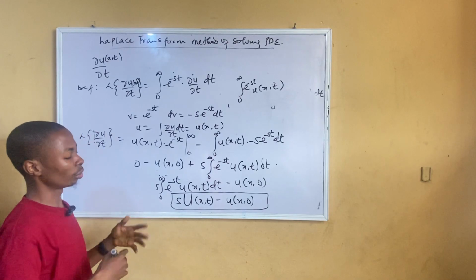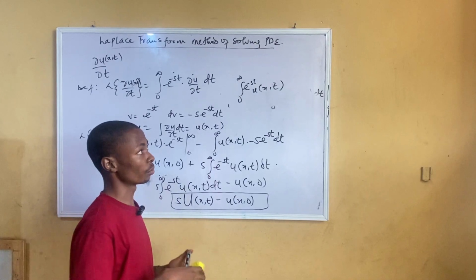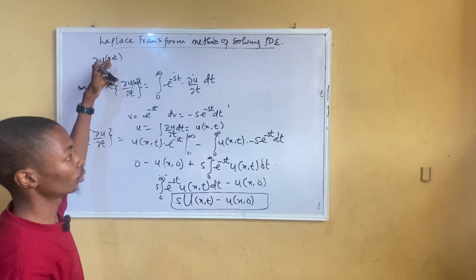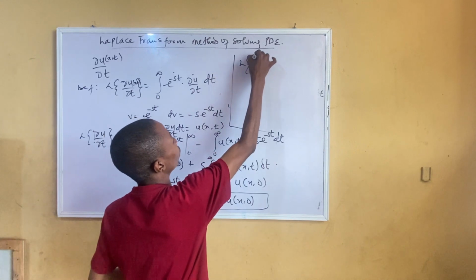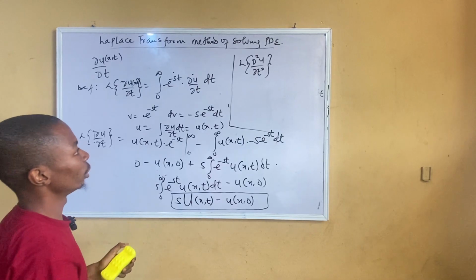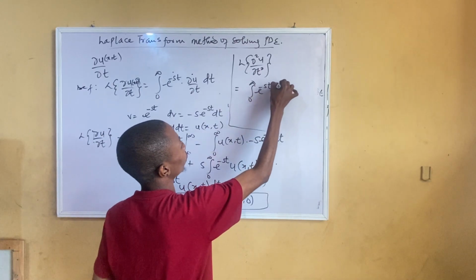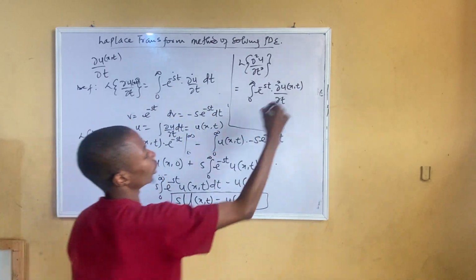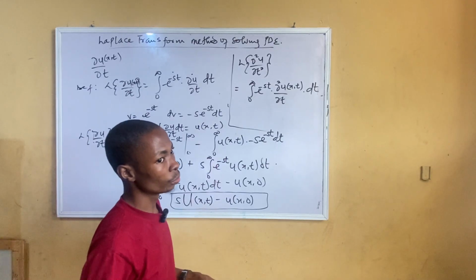Sometimes we'll be solving the wave equation or heat equation, whereby we are going to be transforming a second derivative. So now let's take the Laplace transform of the second derivative, the Laplace transform of d squared u dt squared. Using this same algorithm, it is the integral from 0 to infinity of e to the minus st, d squared u dt squared, of x comma t, dt, because we are integrating with respect to time.